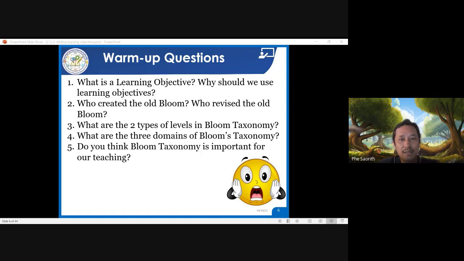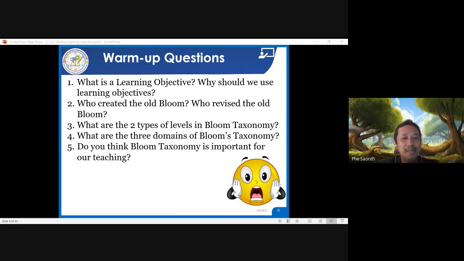Okay, in short, for the cognitive domain, you can say K, that is knowledge. And the psychomotor domain, you can say hands. That means activity or actions. And the affective domain, it is heart. Feeling, emotion, right? Or attitude, in short.